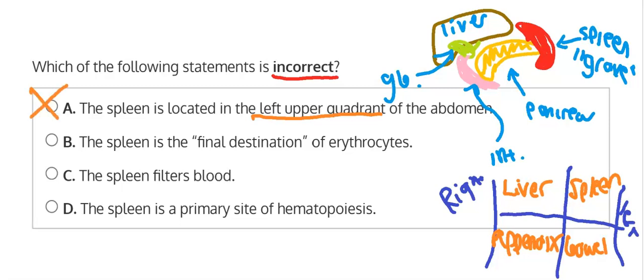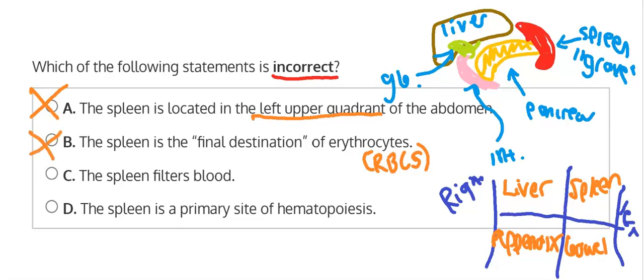Option B is saying that the spleen is the "final destination for erythrocytes," written in quotes, which seems like another way of wording the spleen graveyard, which we've seen in other questions. Final destination meaning that the erythrocytes, or the red blood cells, would be eliminated, destroyed, gotten rid of in the spleen as a final destination because this is when they're very old. And that is correct. The question is asking for an incorrect statement, so we can eliminate option B.